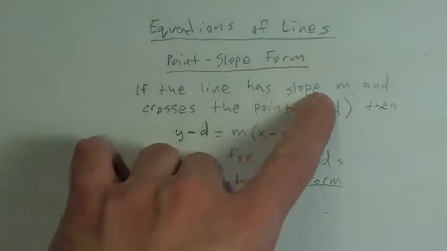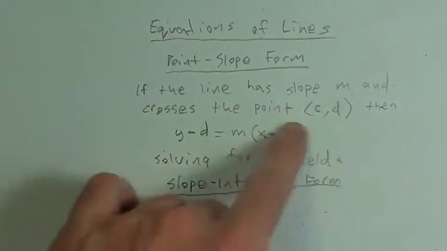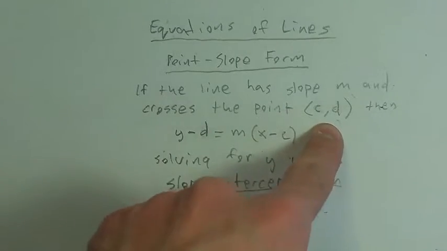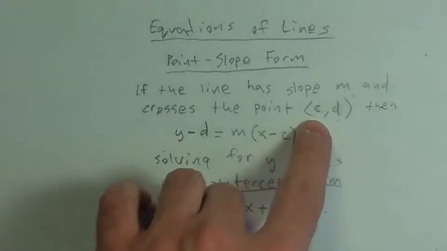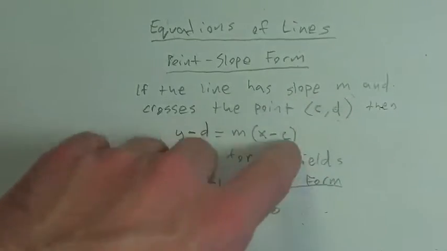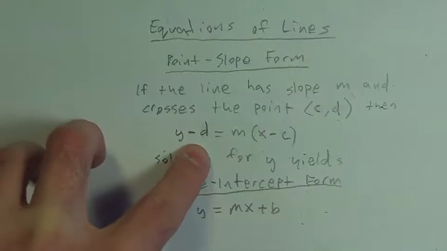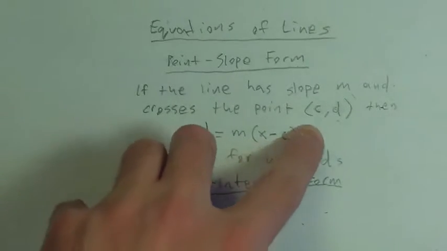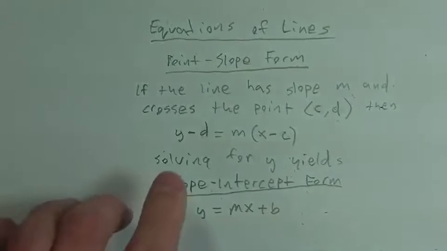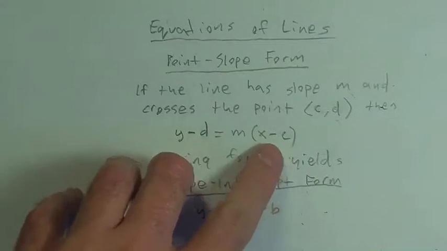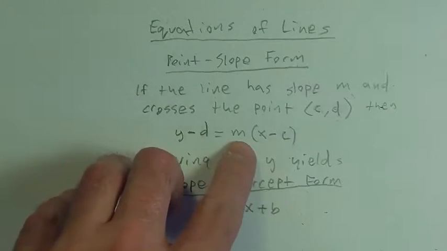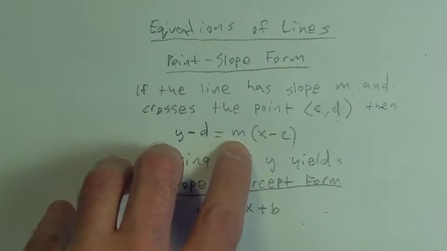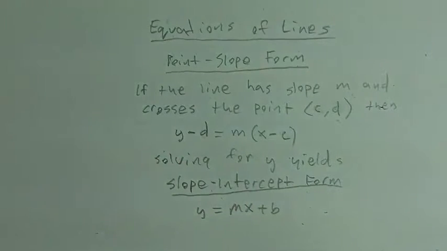So if we know the slope, and we know that the line crosses the point C comma D, where the x value is C and the y value is D, then we have this equation: y minus D, so y minus the y value, is equal to m times x minus C on the right. Here are the values of the point, and here's the slope. So it's point-slope. This form's pretty important because it's really the quickest one to get to.